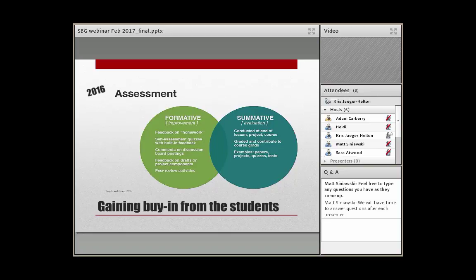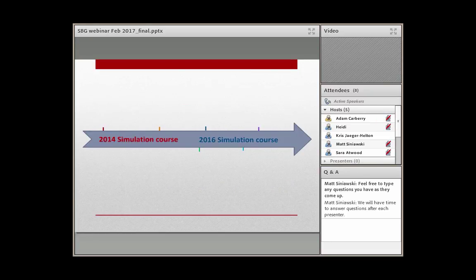And finally, I used something from Angelo and Cross, just a reference all the way back to 1993. I showed them this as well, that formative is for the process, for the improvement process, and summative is really the evaluation, and that I do very little summative process in the middle of the course, so that they can see that as an ongoing process for them to improve. So what did I do?